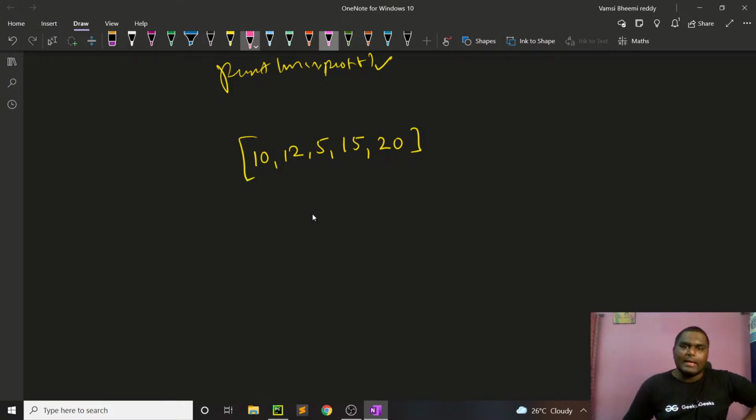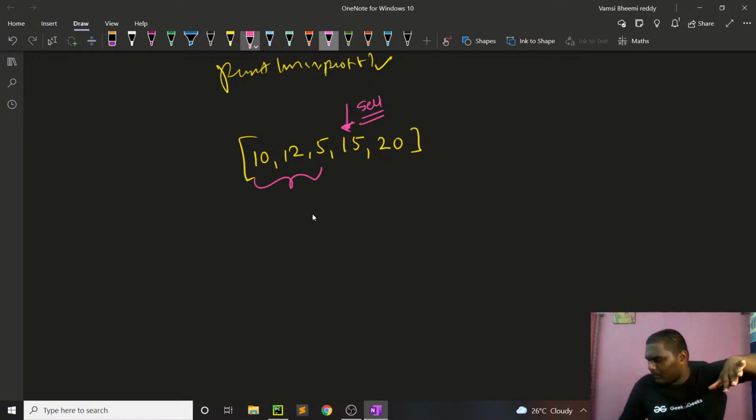Okay, now let's say if I wanted to sell at 15. If I'm selling at 15, I need to buy before 15, right? Before 15. Yeah. So if I wanted to sell at 15, I wanted to buy before selling. So now I need to buy at either of these three options, right? Either of these three options.